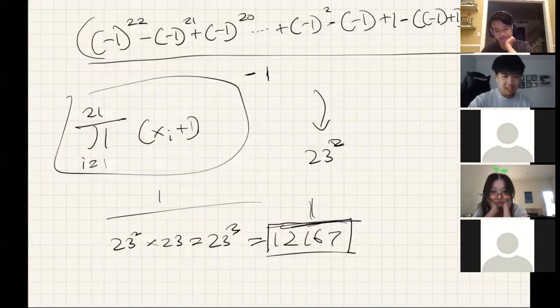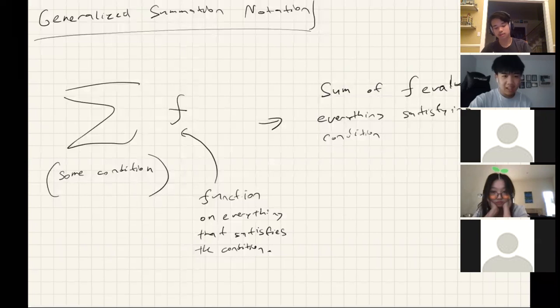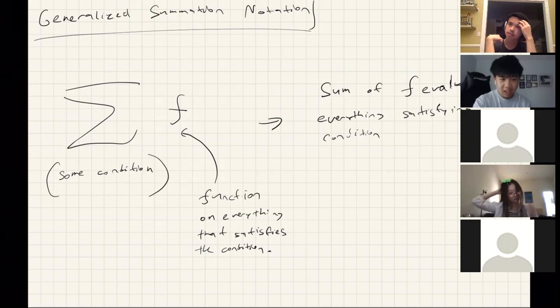But anyways, on to the next topic, which is generalized summation notation. Generalized summation notation is basically an alternative way of writing summations, and this is usually found in summations at a higher level, but I've also seen it used at the AMC level. So you should know this. It's just another way to interpret the sigma notation. I guess it's like an extension.